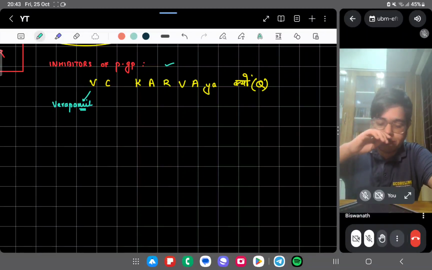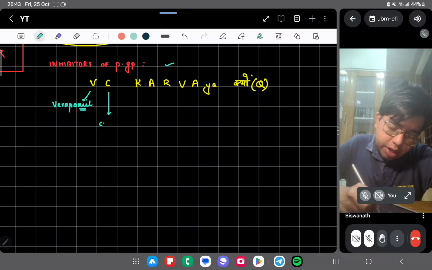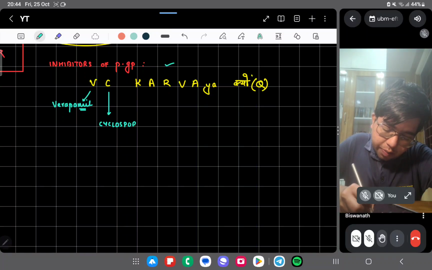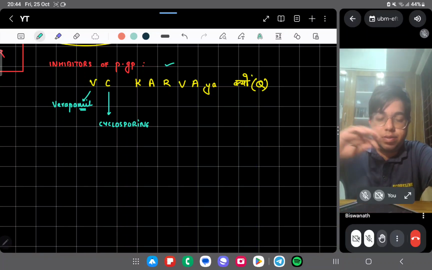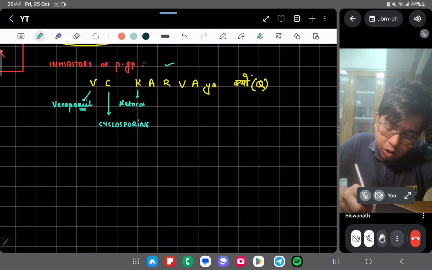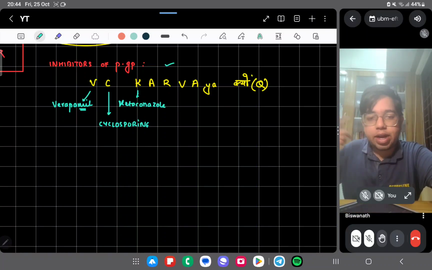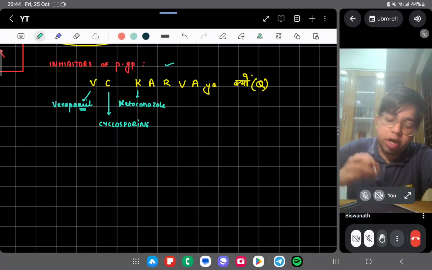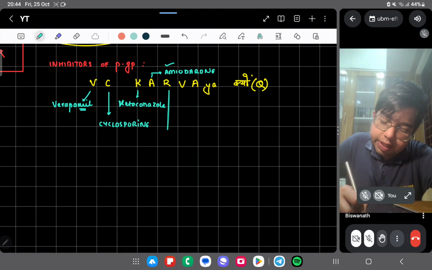Verapamil, which is a calcium channel blocker. We'll learn that in the chapter. C stands for cyclosporin, which is an immunosuppressant. K stands for ketoconazole. Ketoconazole, you must have used ketoconazole shampoo for dandruff, and it is also used in seborrheic keratitis. Okay, we'll learn about it. A stands for amiodarone. You read about it in CVS.